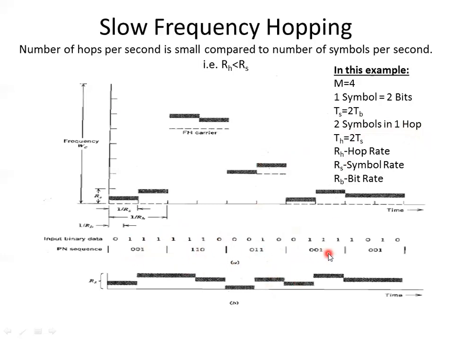1, 2, 3, 4, 5. 5 hops, and in each hop there will be 2 symbols transmitted. 2 symbols will be transmitted in one hop. So in one hop you can see we have shown 2 symbols. Symbol 1, symbol 2. Second hop again, first symbol, second symbol. Third hop, first symbol, second symbol.